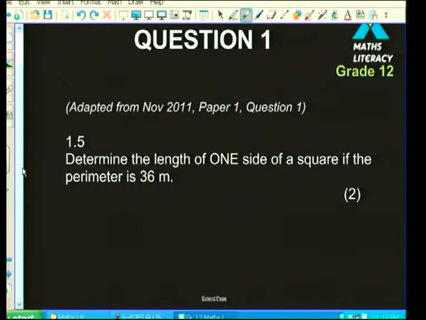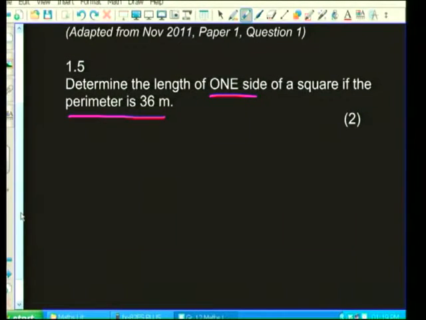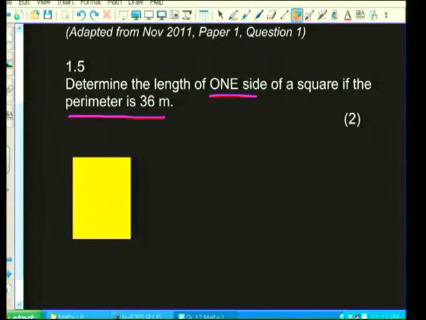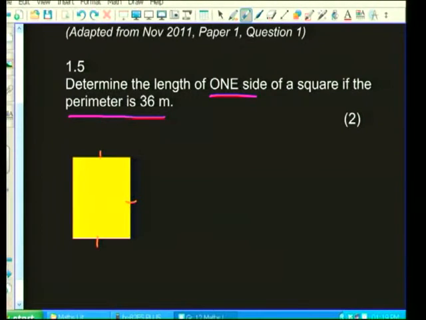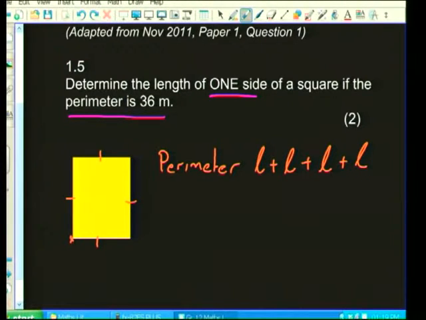Right, determine the length of one side of a square if the perimeter is 36 meters. So now, let's draw a square. What do we know about a square? We know that the lengths are all equal. So my perimeter for a square is basically length plus length plus length plus length. That's if I started here and walked all the way around, making each one of these a length. So my perimeter is in fact 4L.